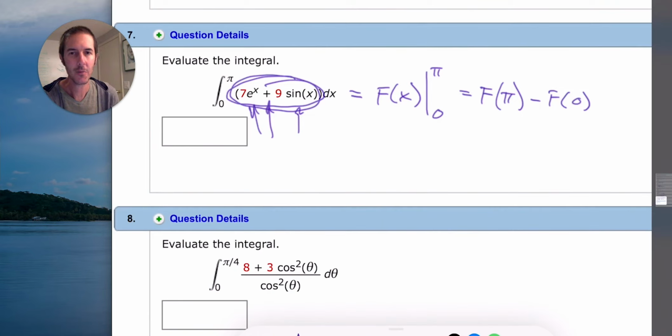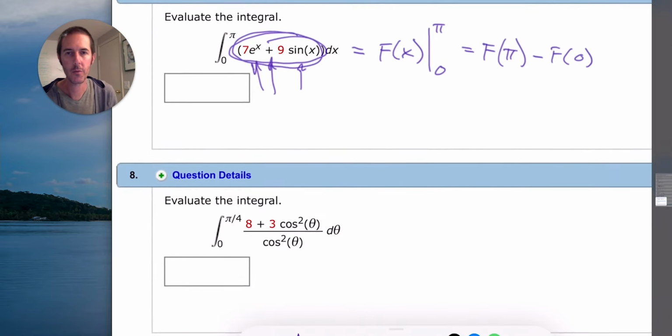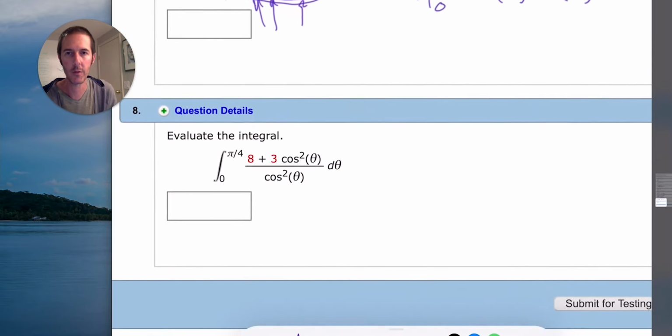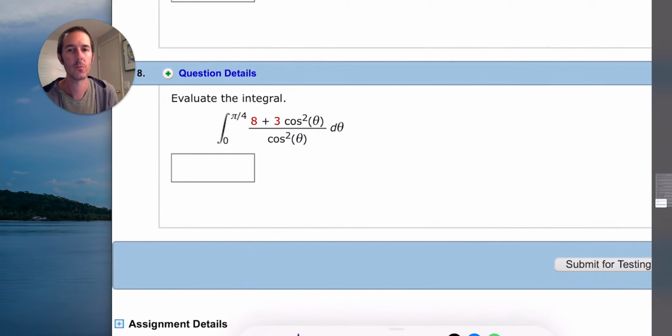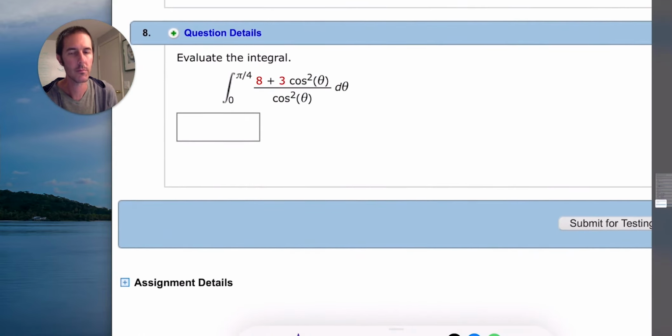It's going to be in terms of pi. You're going to have e to the pi in there, okay? And if you're using a calculator to evaluate your trig functions, pi is a radian measure. Make sure that you're in radians, please, okay? Also remember that anything to the power of 0 is equal to, do you remember? It's equal to 1.